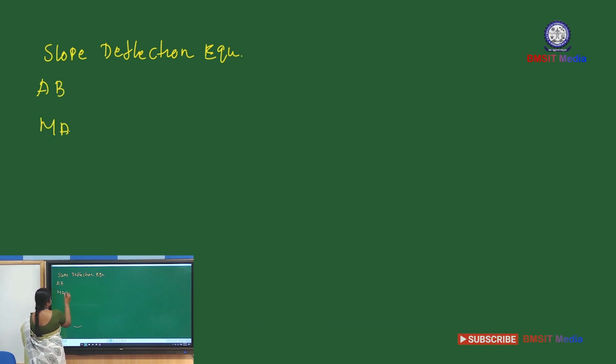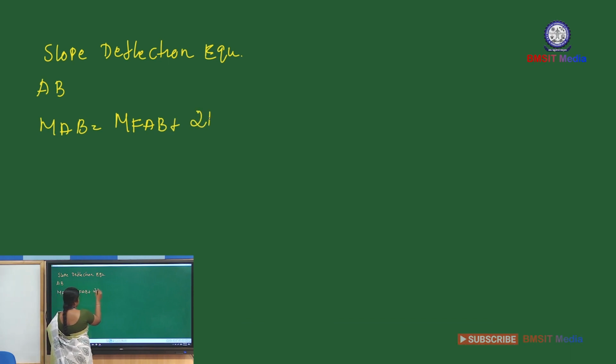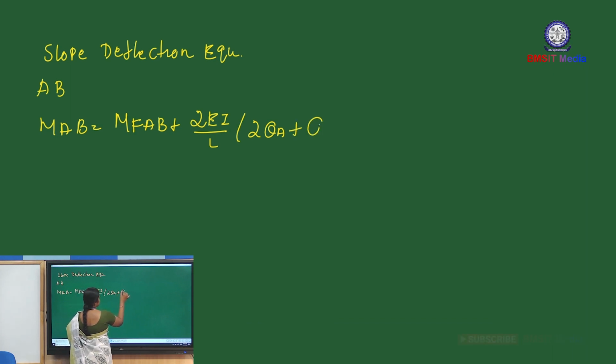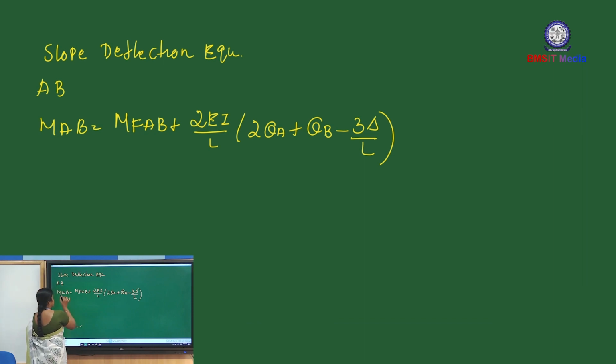MAB equal to M of AB plus 2 EI divided by L, 2 theta A plus theta B, minus 3 delta divided by L. This is the first equation at end A. End moment at A of the member AB. This is the general equation already we have derived.